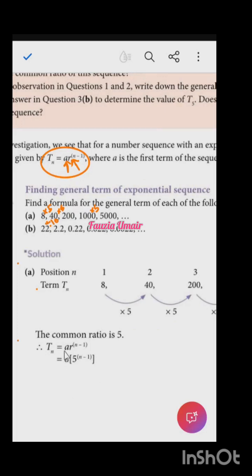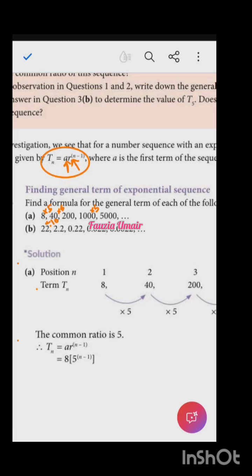So just we have replaced a with 8 because the first term is 8, and r की जगह पे हमने 5 put कर दिया. अब देखो, we cannot solve it any further because 8 is having one power and this 5 is having n minus 1 in the power, so we cannot combine them. ठीक है, laws of indices हमने पढ़े हुए, we cannot apply any of the laws of indices.